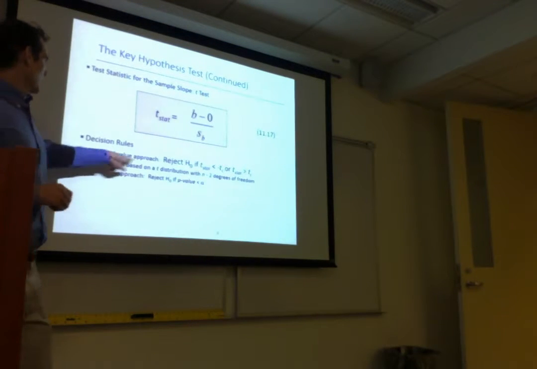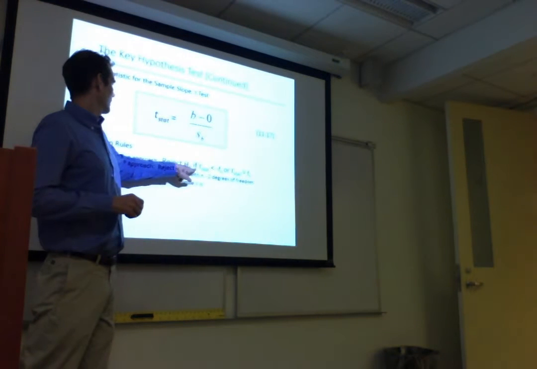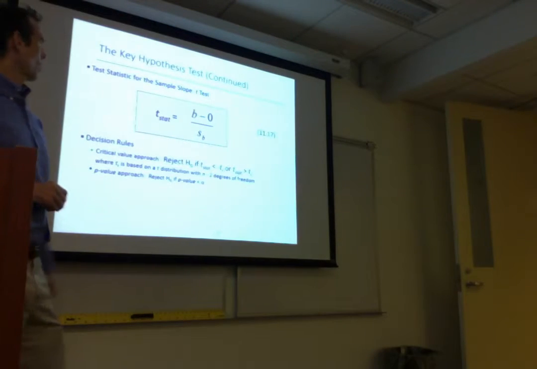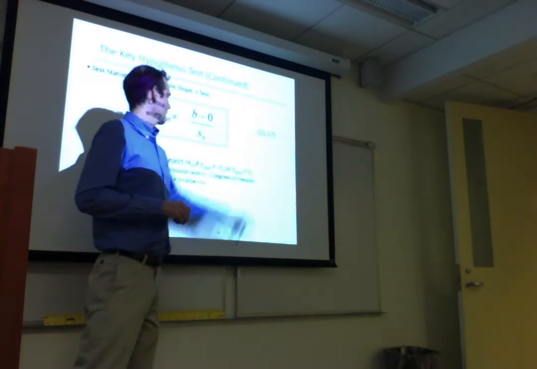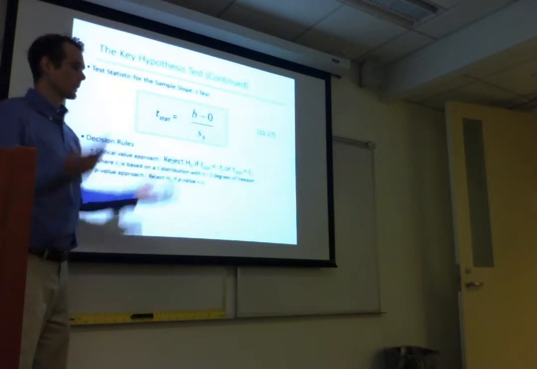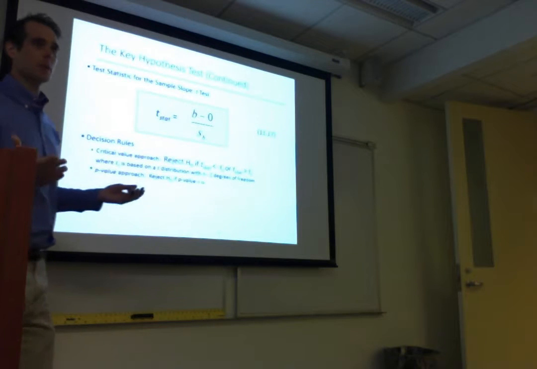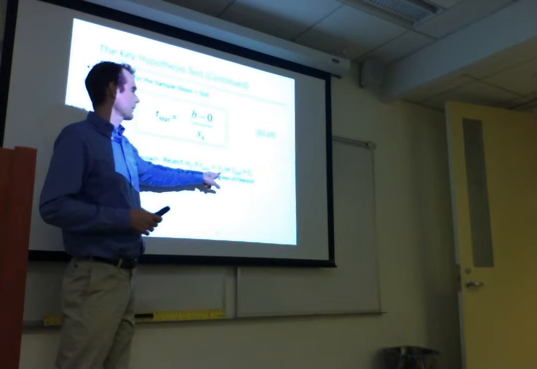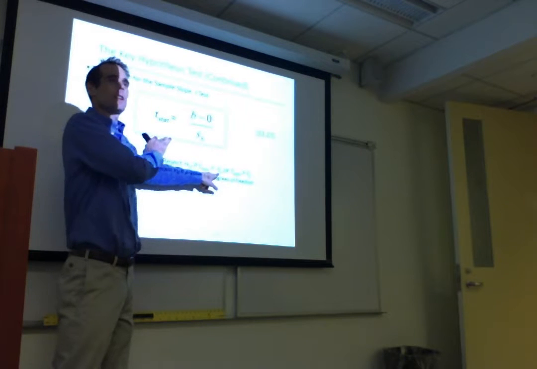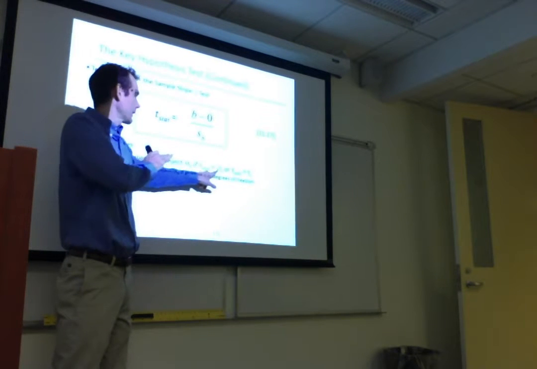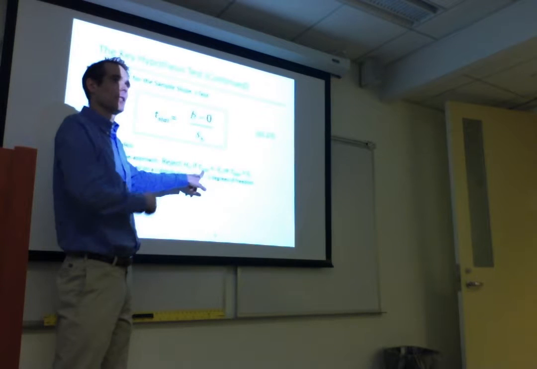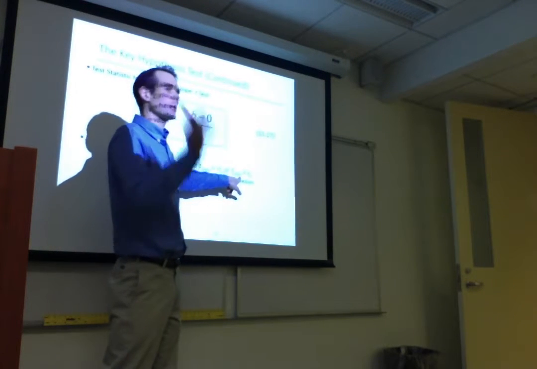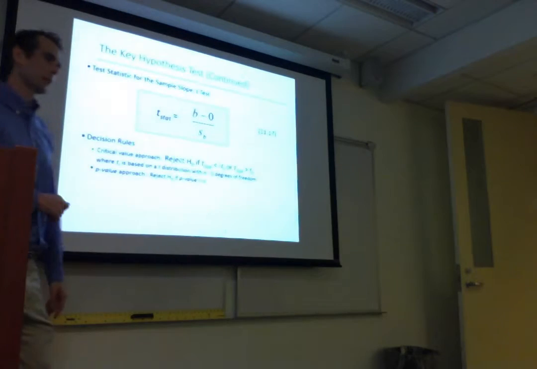Decision rule, critical values approach: reject if the t-stat is less than the negative t-value or the t-stat is greater than the positive t-value. So we might look at the degrees of freedom and say for 95% confidence, our t-critical value is plus or minus 2.2. And if we get an extremely negative t-stat, we reject the null and say there's a negative relationship. If we get an extremely positive t-stat, we reject the null and say that there's a positive relationship.